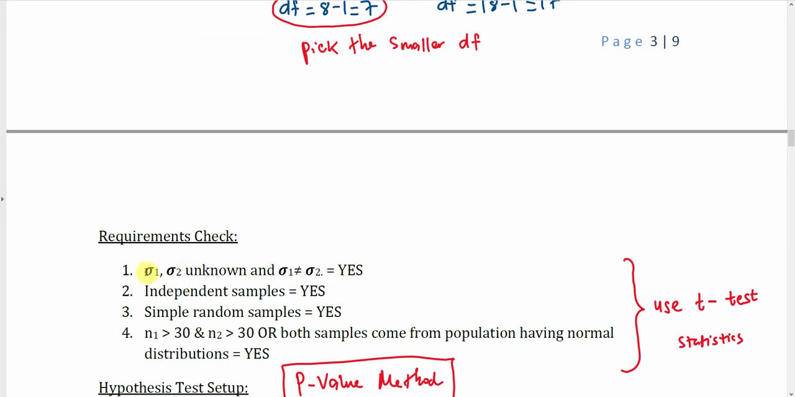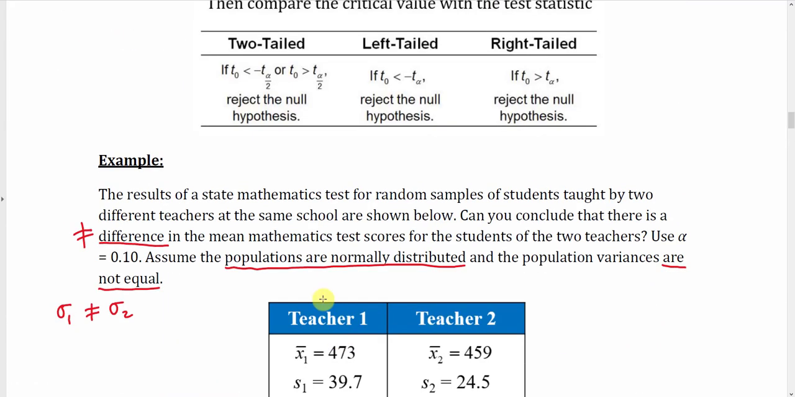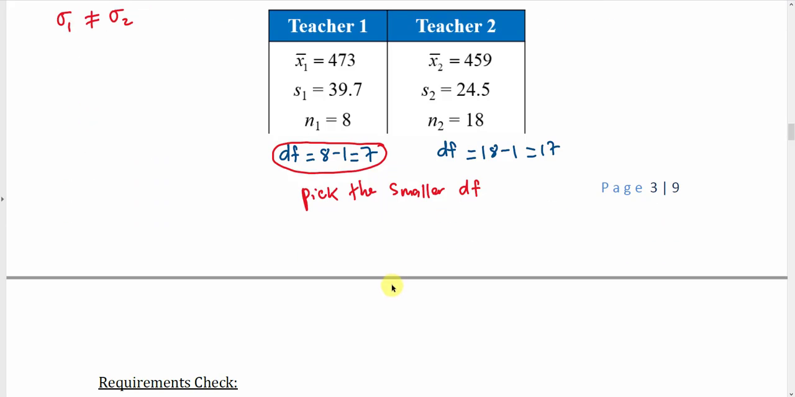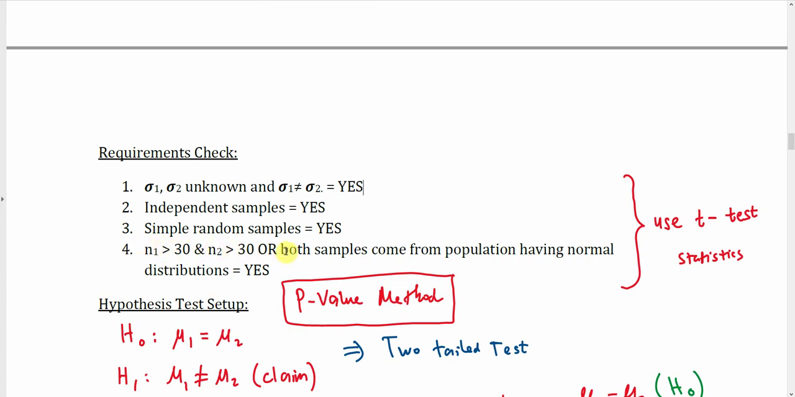We don't know the population standard deviations, and they are not equal, so the first requirement is yes. They are independent samples, yes. They are simple random samples, yes, because we randomly select them. And this is okay too, because we know the two samples come from populations with normally distributed data. So all the requirements are okay, and we then use the t-test statistic.